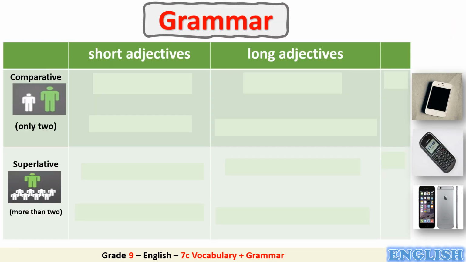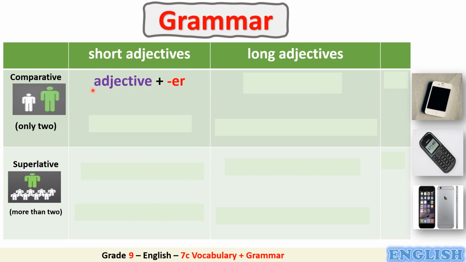Well done, my students. Now let's move to the second part of our lesson today, which is grammar. Look at this table. Here we have comparative and superlative. We use the comparative of adjectives when we compare two people, animals, or things. Only two. We use the superlative of adjectives when we compare one person, animal, or thing with several of the same kind, more than two. And here we have short adjectives and long adjectives. Let's see the rules.